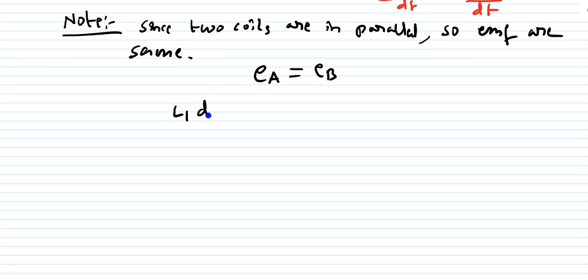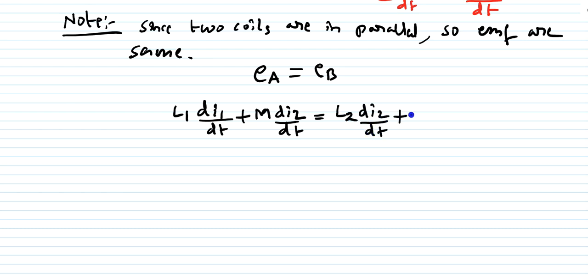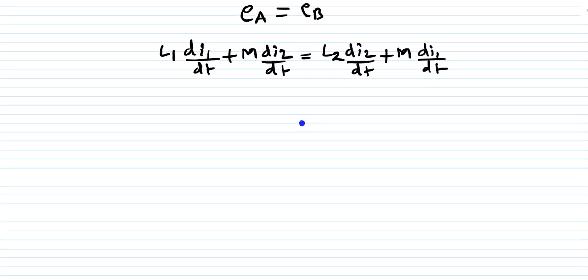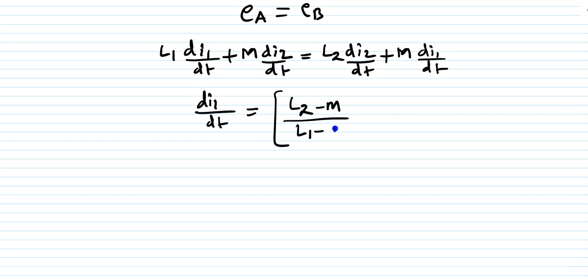So L1 di1 by dt plus M di2 by dt is equal to L2 di2 by dt plus M di1 by dt. Do some simplification of this equation, then you will get di1 by dt equal to (L2 minus M) by (L1 minus M) into di2 by dt. Take it as equation 2.